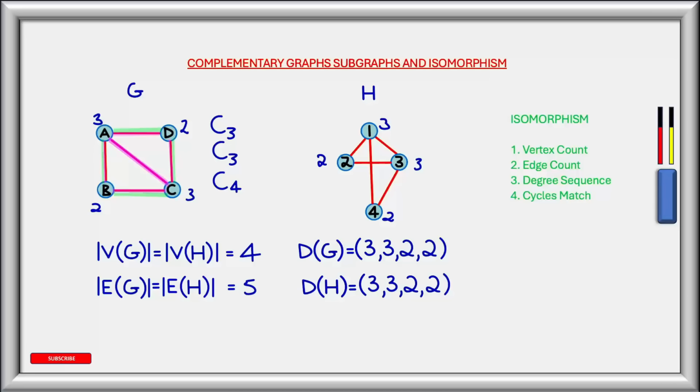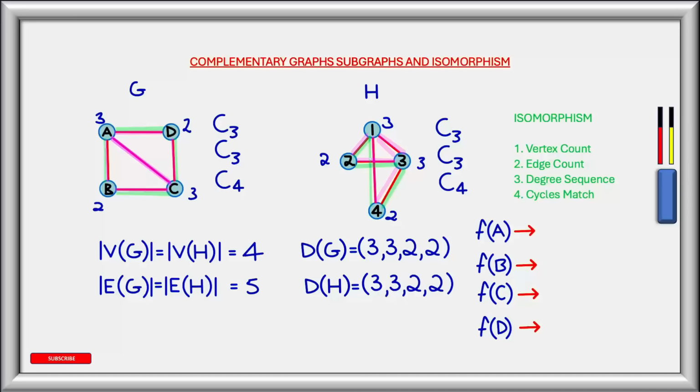Now let's do the same on graph H. So we can go from 1 to 2, from 2 to 3, and from 3 back to 1. And that's a C3 cycle. Then we can go from 1 to 4, from 4 to 3, and from 3 back to 1, which is another C3 cycle. And then we can go from 1 to 2, from 2 to 3, from 3 to 4, and then from 4 back to 1 again. And that's a C4 cycle. So as we can see, the cycles of both graphs G and H match.